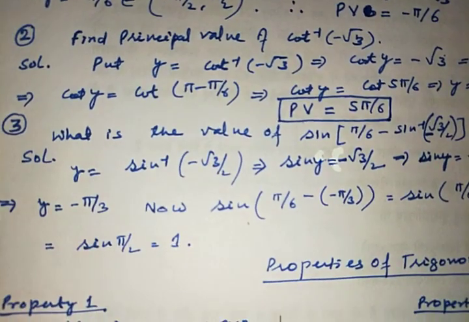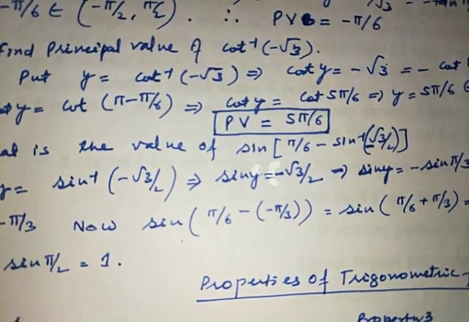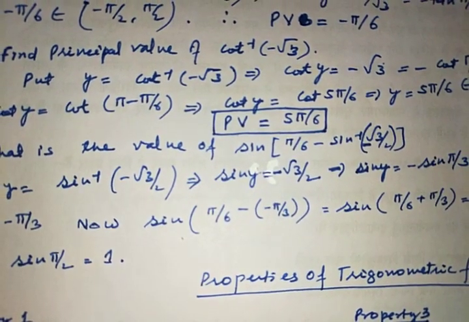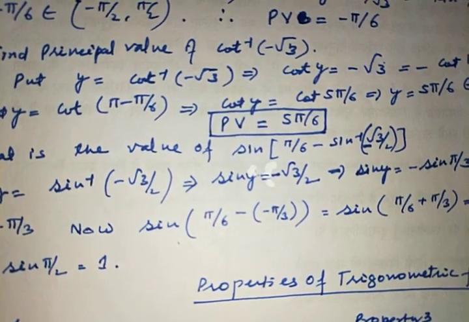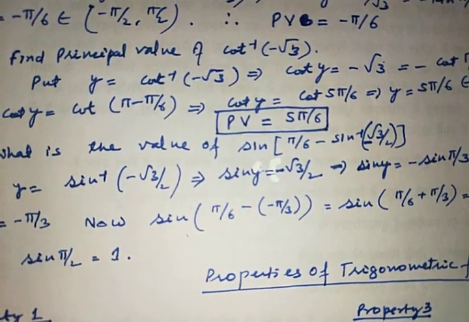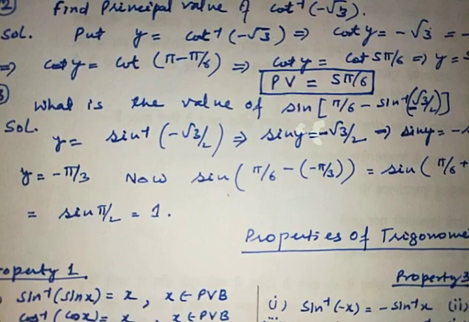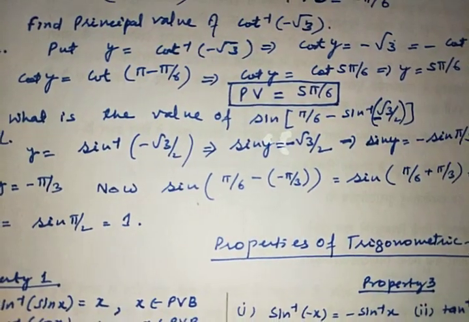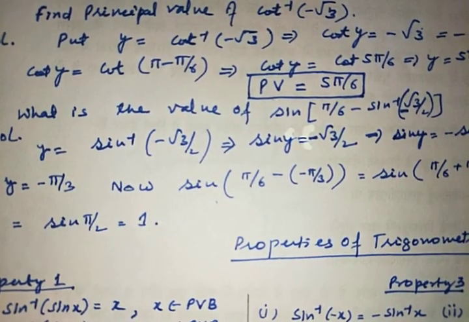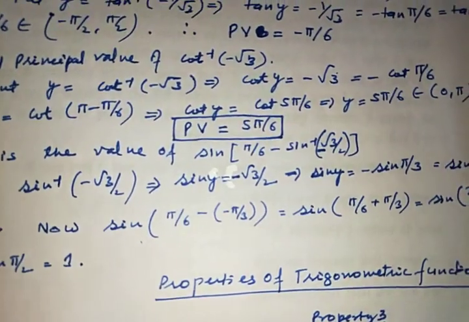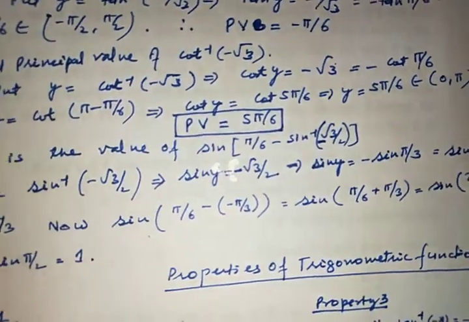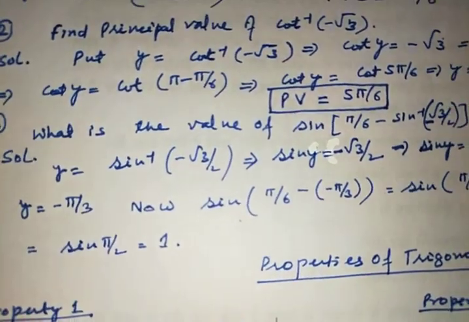Now children, our next example is, what is the value of sine of pi by 6 minus sine inverse minus root 3 by 2. Children, we shall first find principal value of sine inverse minus root 3 by 2, as you were told in examples first and second. So here we found principal value of sine inverse minus root 3 by 2 is minus pi by 3. Now put this value in the given question. You will get sine of pi by 6 plus pi by 3, that is equal to sine 2 pi by 6. Further it gives sine pi by 2, which is equal to 1.